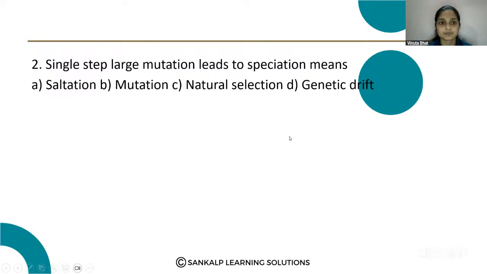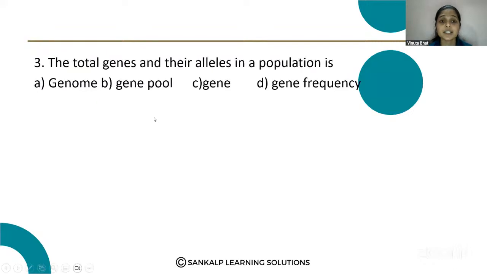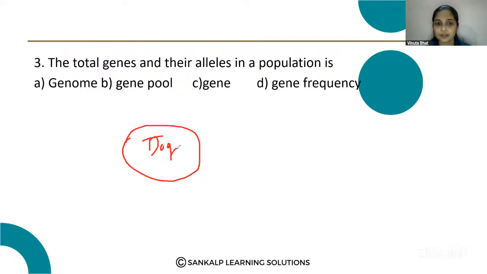Third question. The total genes and their alleles in a population is called genome, gene pool, or gene frequency. So here, just imagine there is a population, for example, a dog population in a particular area. The total genes and their alleles in a population, the different types of alleles and genes present in that population. So what is it called?